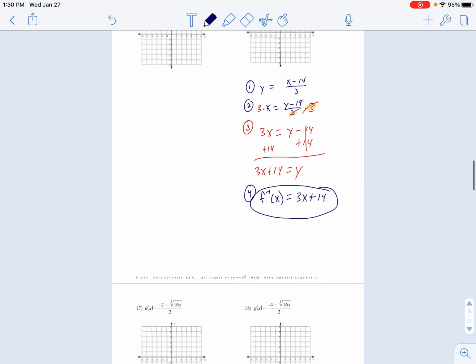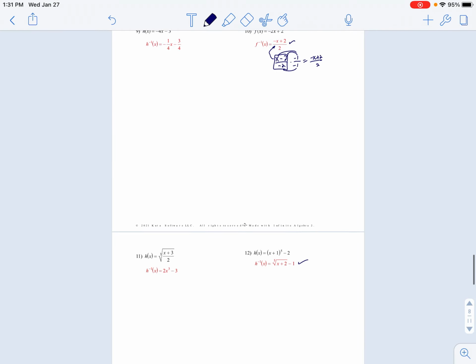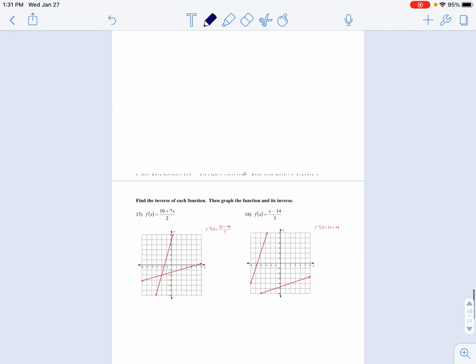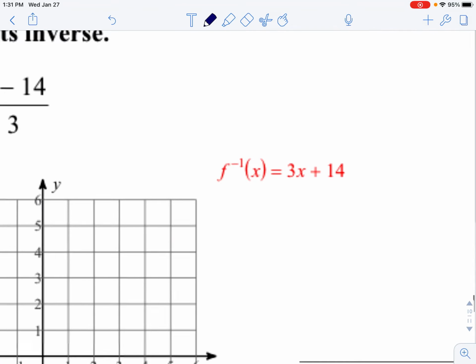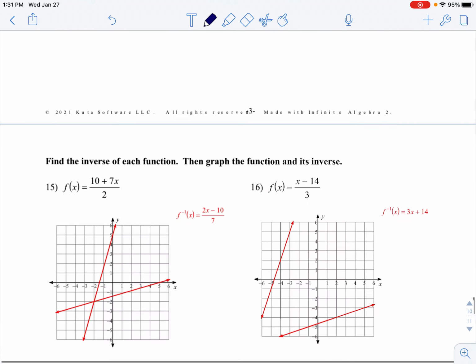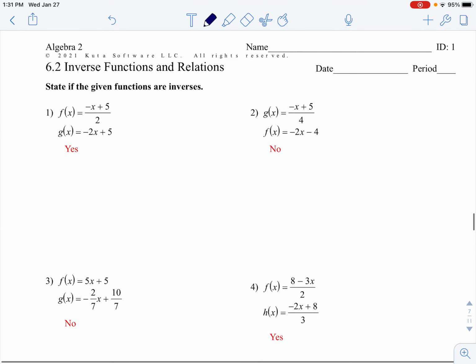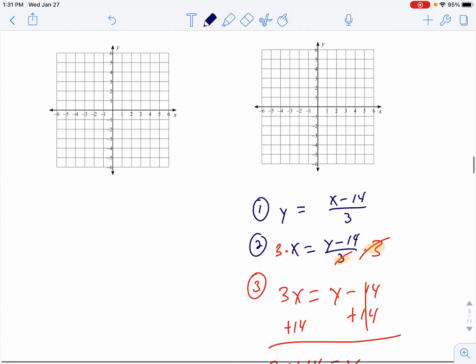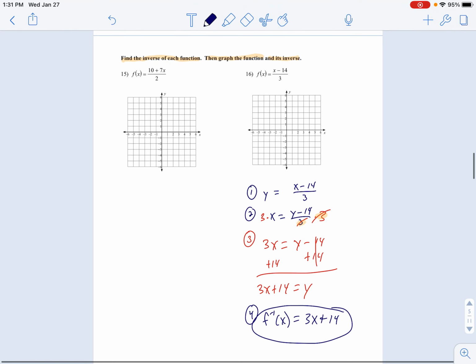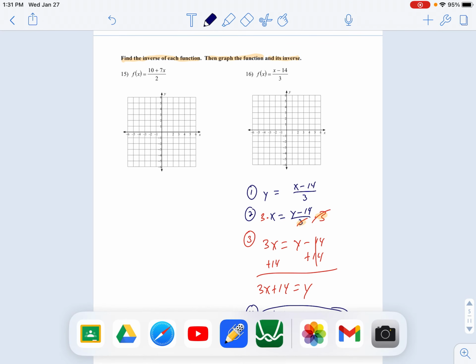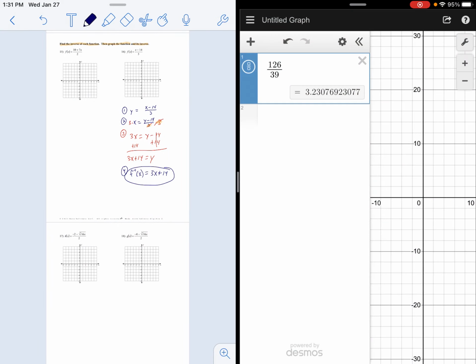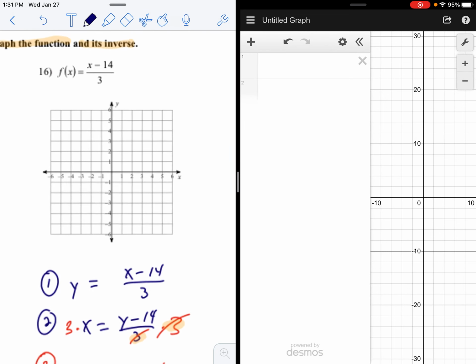So that should be my inverse, and then I have to graph them both. I'm going to check, though. I don't want to graph something if I got it wrong. So 3x plus 14. Okay, here we go. Now I need to graph both of those. And yes, I am going to use Desmos. I don't expect you to graph these by hand from scratch.